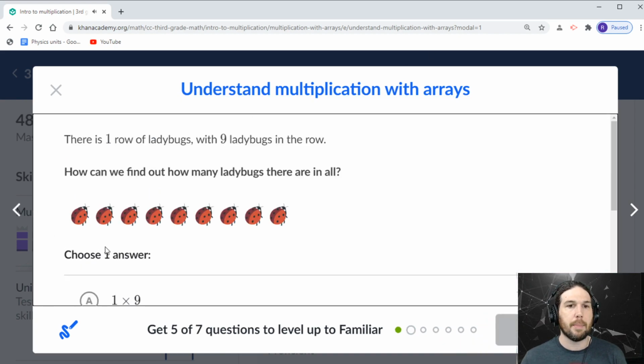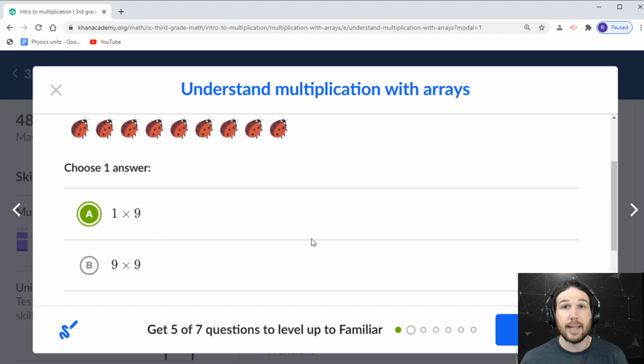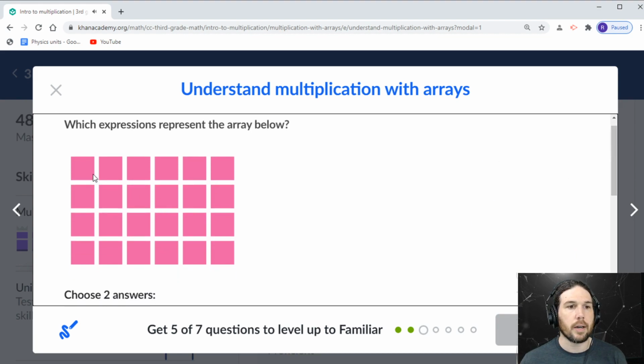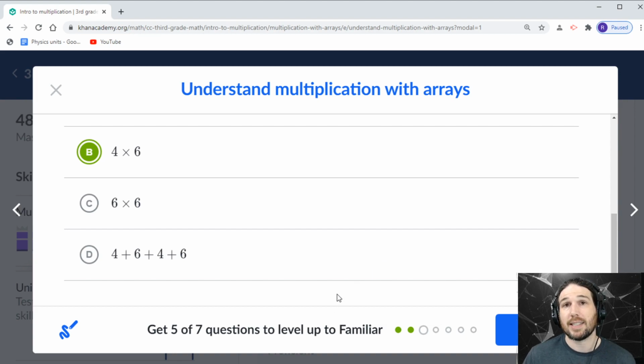We got 1 row of ladybugs, 9 ladybugs in the row. That is 1 times 9. It's also 9 times 1. So here we have 1, 2, 3, 4, 5, 6 columns. Yes, 6 up and down columns. And we have 4 rows horizontally. Again, for my chess-loving friends, we have 4 ranks and 6 files. That means a total of 24, which is 4 times 6 squares.